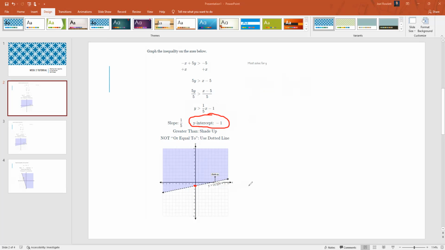Since the slope in this case is positive 1/5, then starting at the red dot, I would go up 1 block and then go over 5 blocks. And that would give me the next point. And as you know, if you have 2 points, you can connect those and draw a line. So that's how we would start the graphing process.